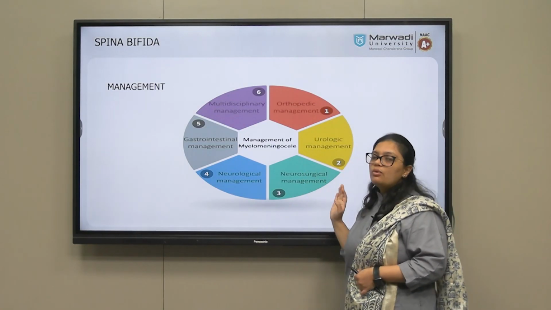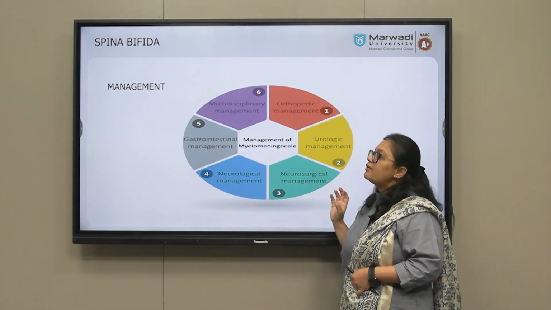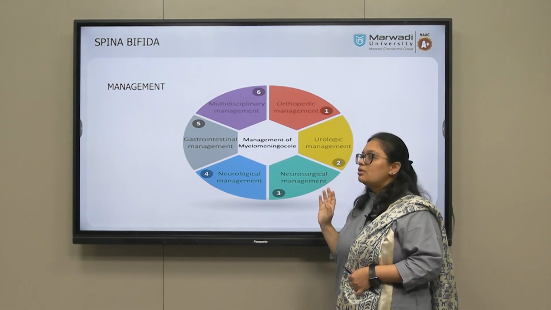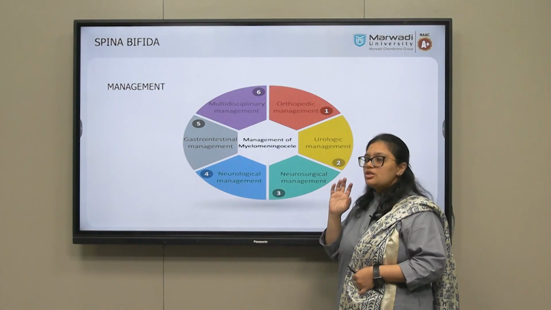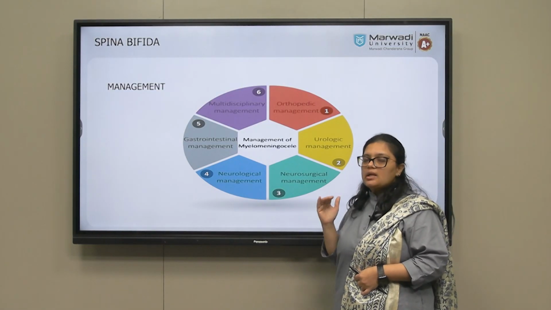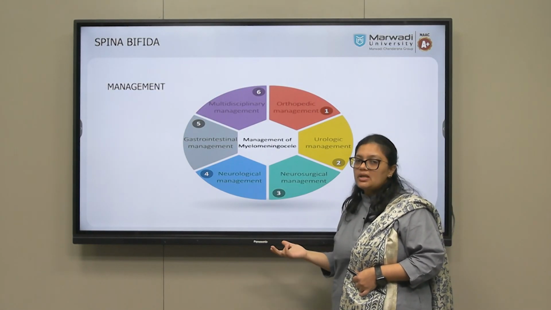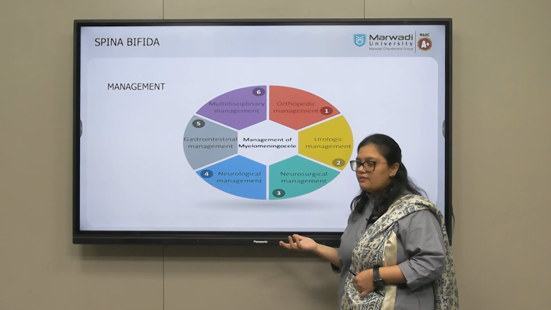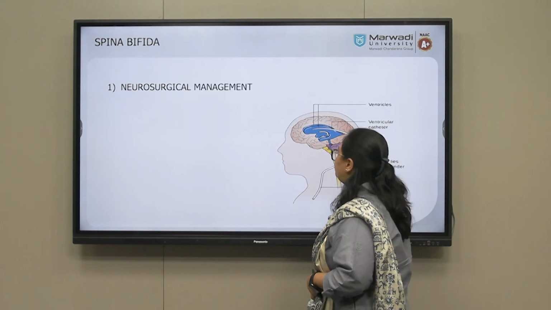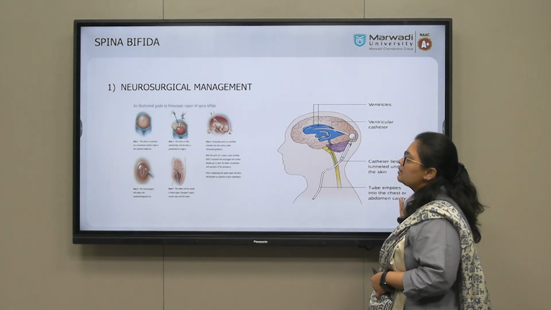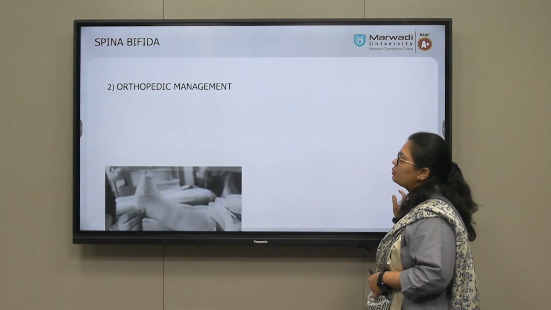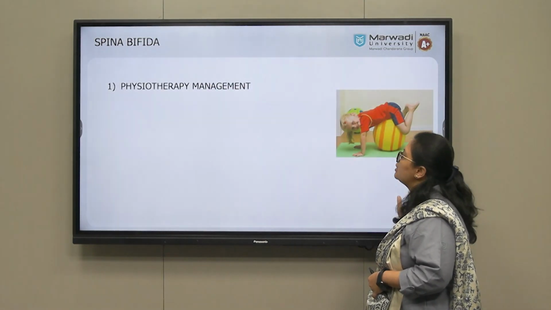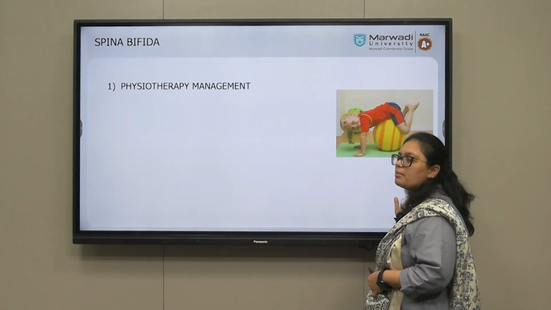So what will be the goal of any doctor treating a child with spina bifida? The goal of the doctor would be that the child is at least able to do his own activities by himself, right? We want our patient to be as active and independent as possible. As I said, neurosurgical management, then orthopedic management, casting, which will help to improve the deformities, and physiotherapy management, right?